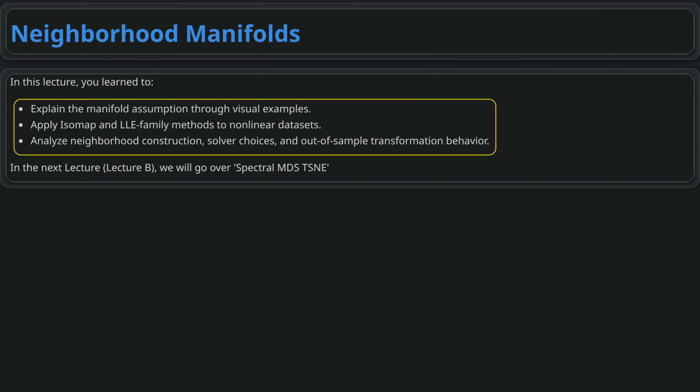In this lecture, you learned to explain the manifold assumption through visual examples, apply Isomap and LLE family methods to nonlinear datasets, and analyze neighborhood construction, solver choices, and out-of-sample transformation behavior. In the next lecture, Lecture B, we will go over spectral MDS and t-SNE.